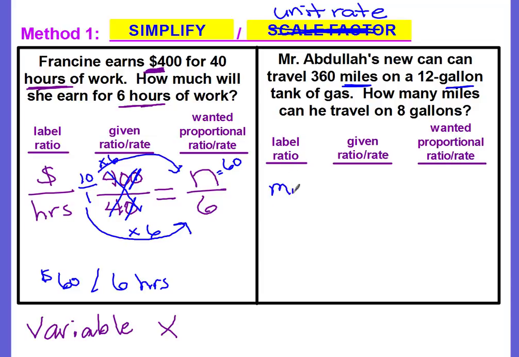It doesn't matter in this case whether you put the miles in the numerator or the denominator, but you need to make sure that it stays the same for all of your ratios. I'm going to do miles to gallons. My given ratio is 360 miles, so that's going to go in the numerator, to 12 gallons of gas. And the gallons of gas is going to go in the denominator. And we're going to make this equal because we want to keep it proportional to our new rate.